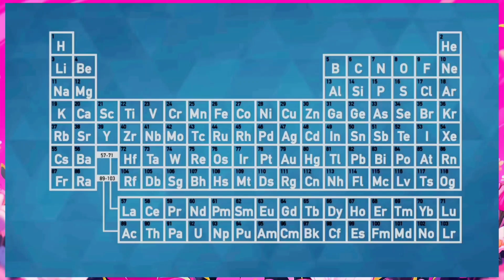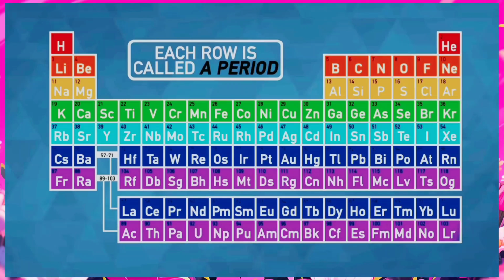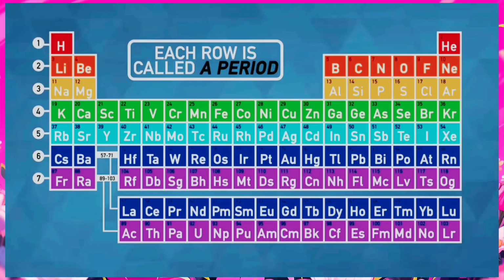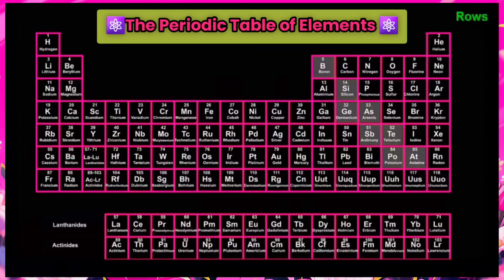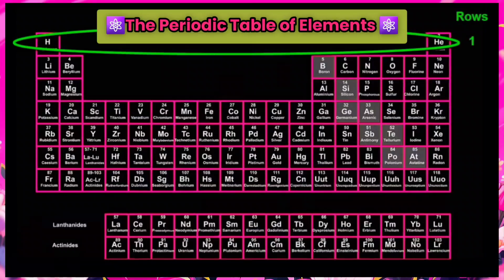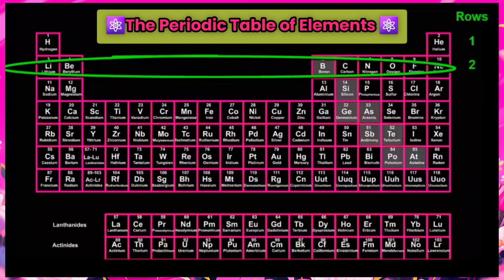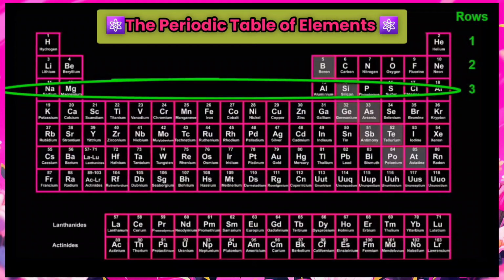The periodic table is like a map of elements. Think of it as a special chart that helps us understand and organize all the elements based on their properties. First, we have the periods, or the rows. The horizontal rows are called periods. These go from left to right across the table. Each row is called a period because similar properties repeat at regular intervals as you move across the table.